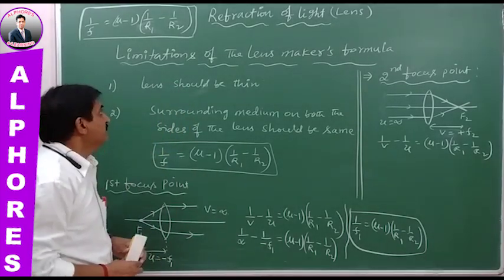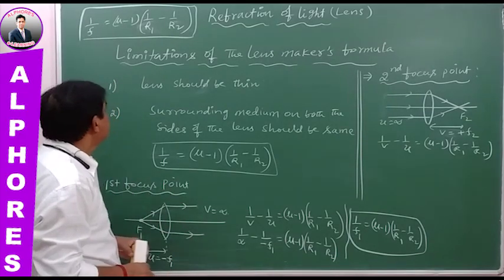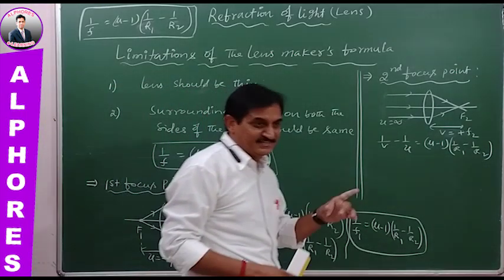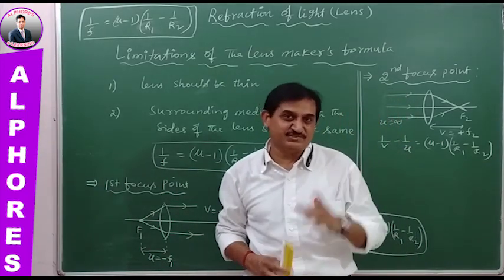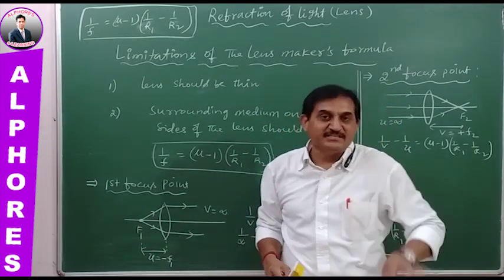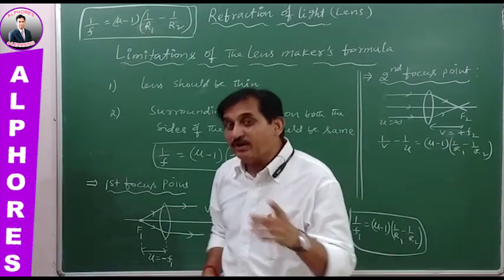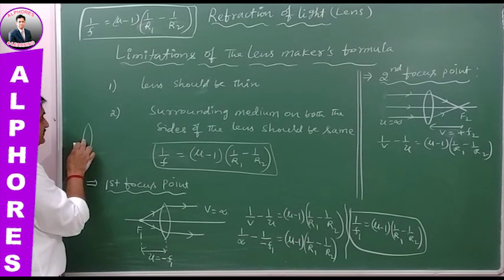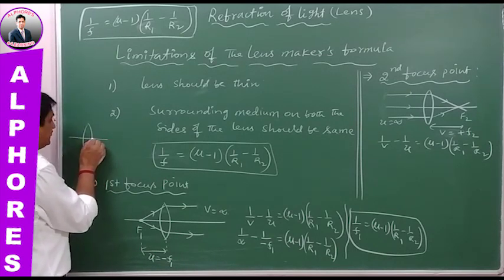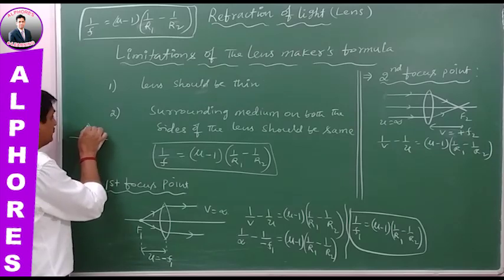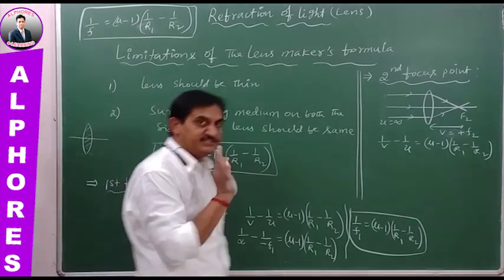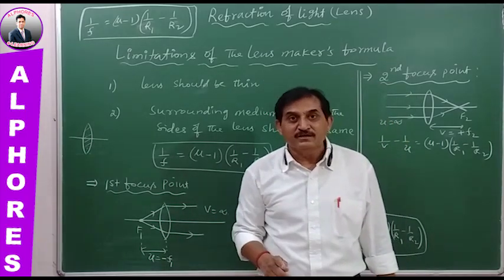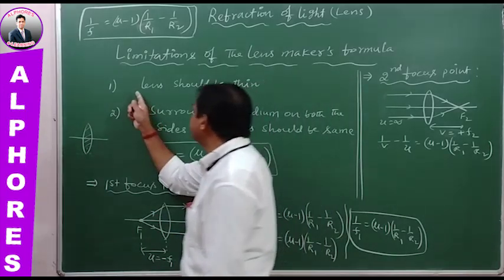The lens maker's formula has its own limitations. What are the limitations? Number one, the lens should be thin. This formula is only applicable for a thin lens. Why? Because object distance and image distance are both measured from the pole of the spherical refracting surfaces. If it is a thick lens, then the distance between the two spherical refracting surfaces, that gap, is not counted. Therefore, for a thick lens, we should not use this formula directly. It is limited to thin lenses. That is limitation one.